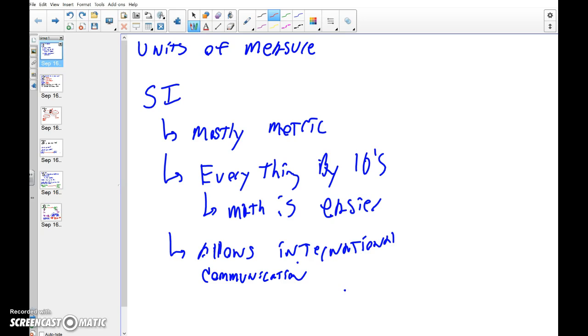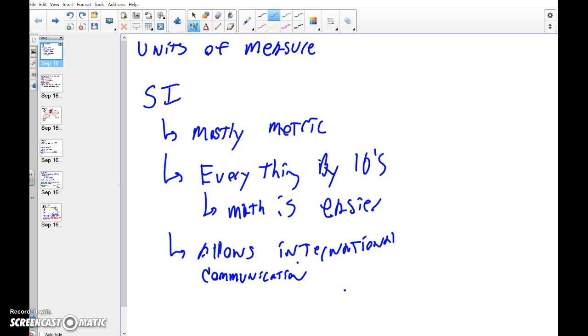The reason we like to use it is because everything is a multiplier or a divisor of 10. And it's a lot easier to multiply something by 10 or divide something by 10 when going from unit to unit than try to remember a random number. This makes the math a lot easier, and it also makes remembering this a lot easier.